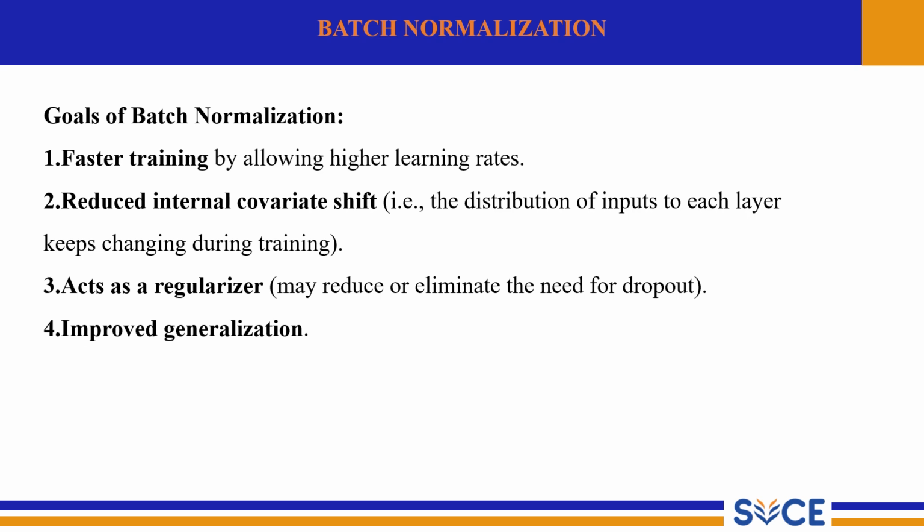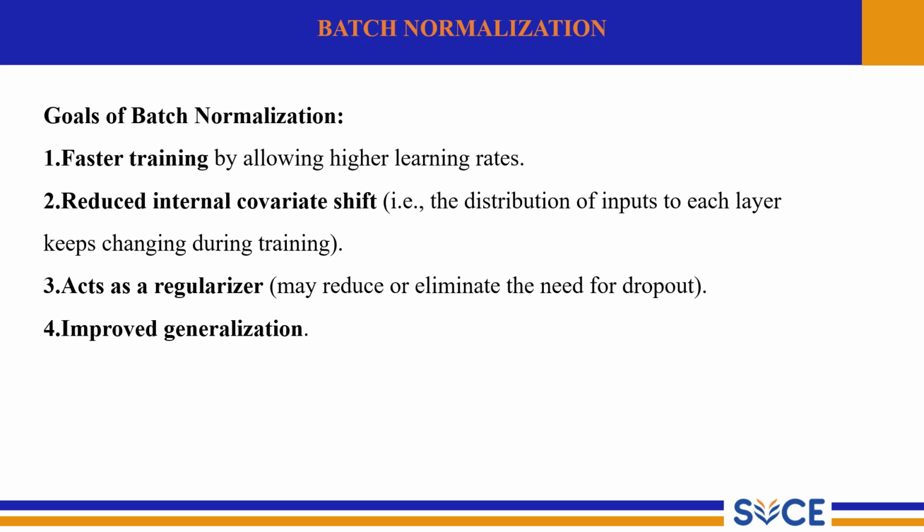Goals of batch normalization. Now we understand what batch normalization is, let's see the key goals and why it is so widely used in deep learning. First, faster training. By stabilizing the inputs to each layer, batch normalization allows us to use higher learning rates. This speeds up convergence and makes training deep networks much more efficient.